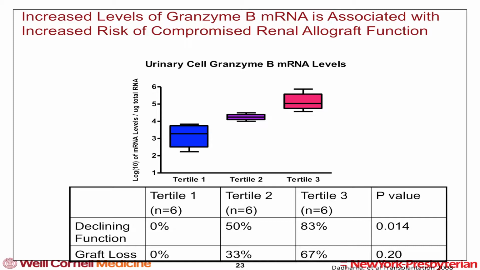In the middle tertile, half of them had declining graft function, and 1/3 went on to develop graft loss. And in the highest tertile, 83% had declining function, and 67% went on to graft loss. So this is a group of individuals where you could identify potential therapy and intervene early at the time of BKV nephropathy.